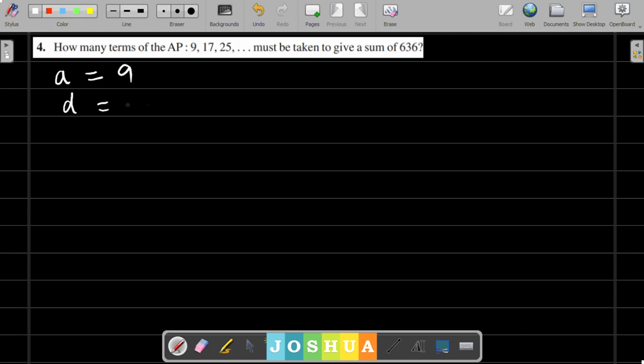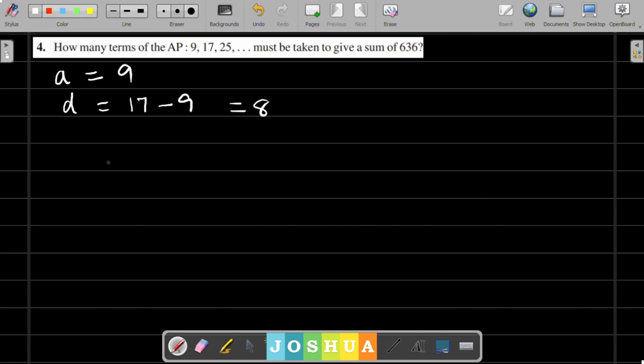I'm going to find the difference. Difference is nothing but second term minus first term. So 17 minus 9 is equal to 8. So the common difference D is 8. A is equal to 9.